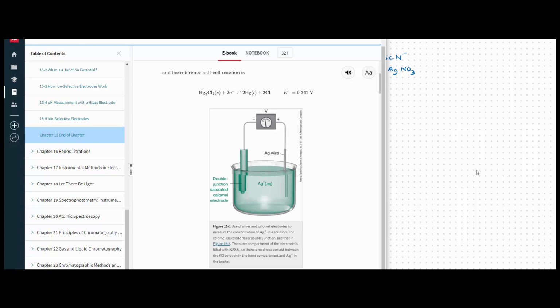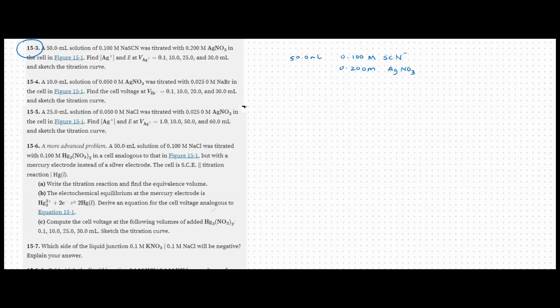Here's 15.1. So you can see the silver is connected to the positive side of the potentiometer. And here we have a saturated calomel electrode on the negative side. So that is our anode, and the silver is going to be our cathode. So I'm going to write that over here. SCE is our anode, and the potential for that is 0.241 volts. So it is this silver ion, Ag+, plus 1 electron reacting to form solid silver, and that has a standard reduction potential of 0.799.